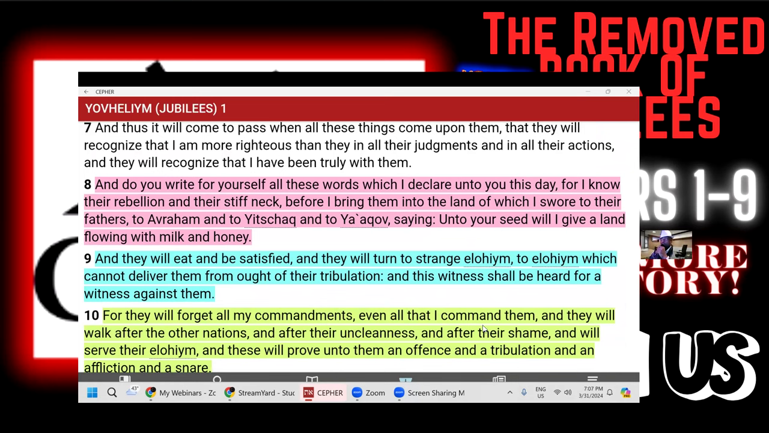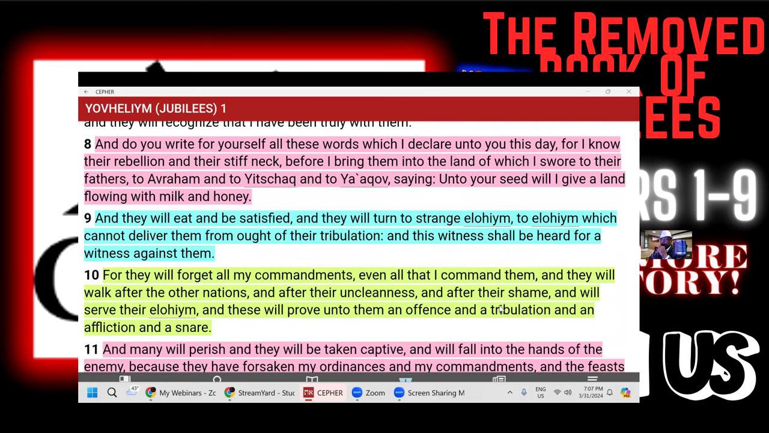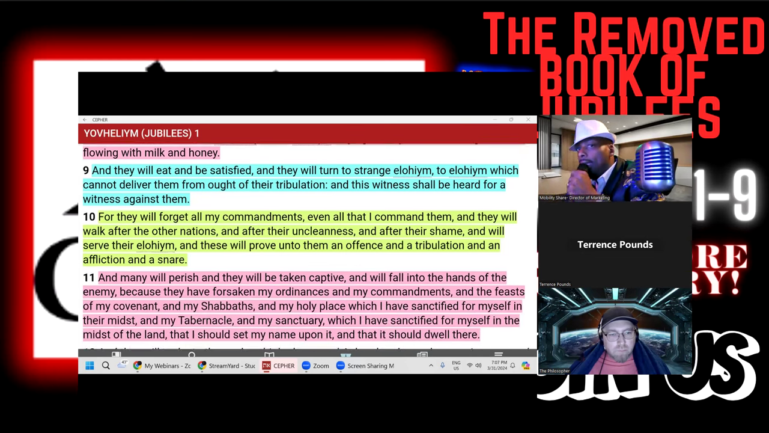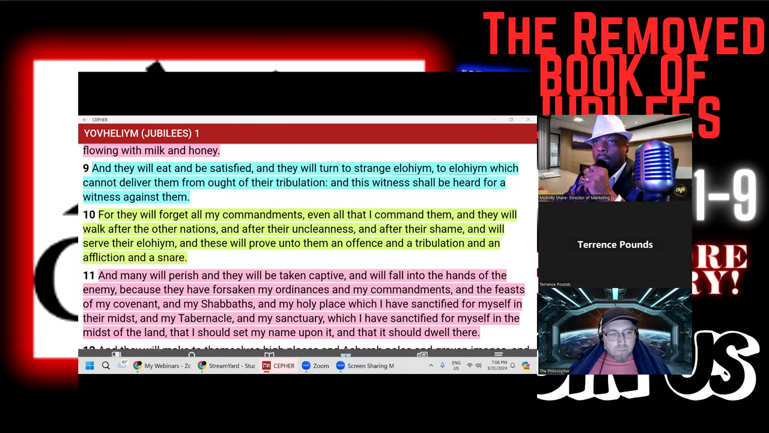And this witness shall be heard for a witness against them. For they will forget all of my commandments, even all that I command them. And they will walk after the other nations and after their uncleanness and after their shame, and will serve their gods. And these will prove unto them an offense and a tribulation and an affliction and a snare.